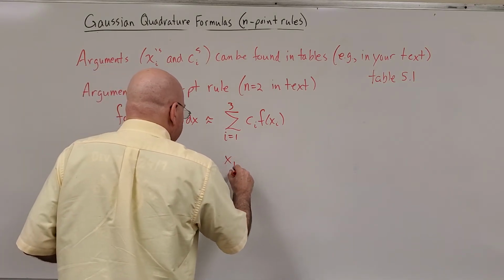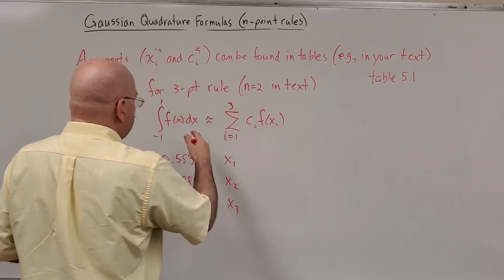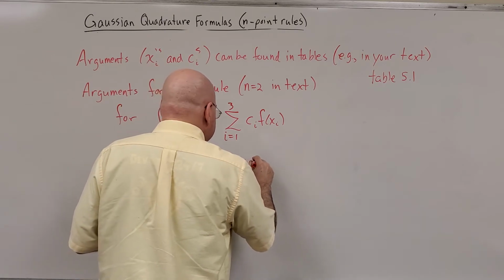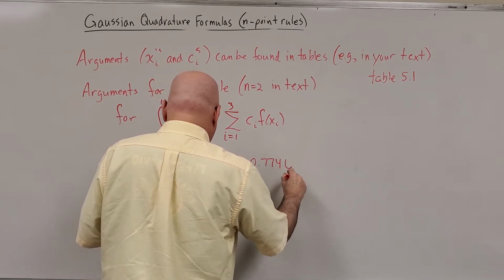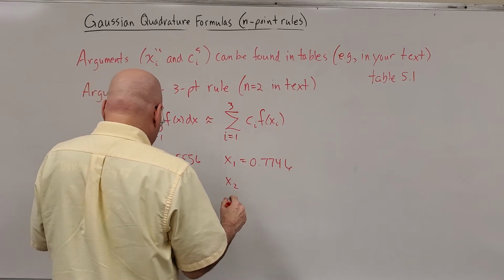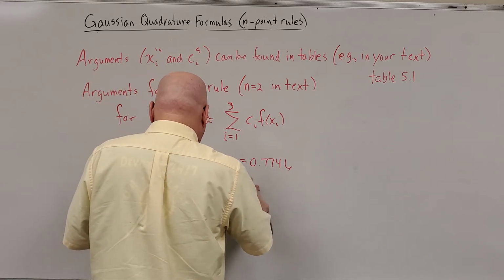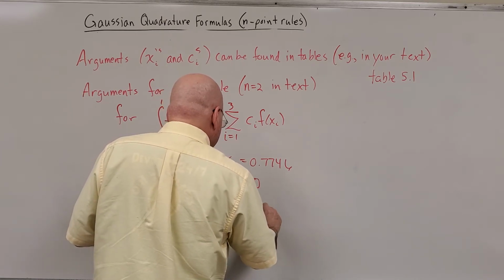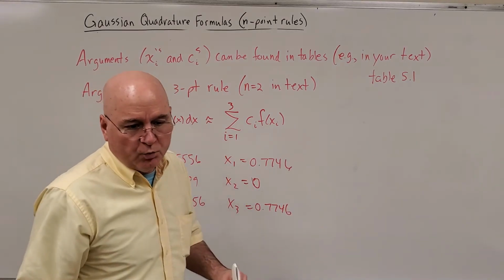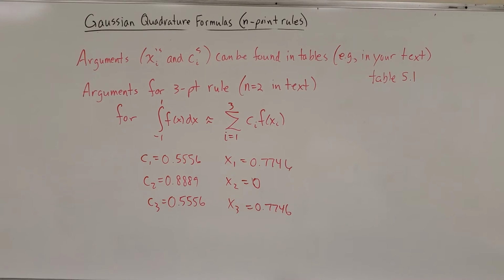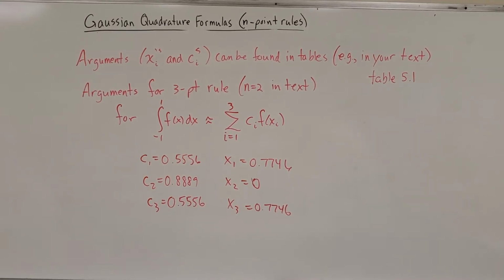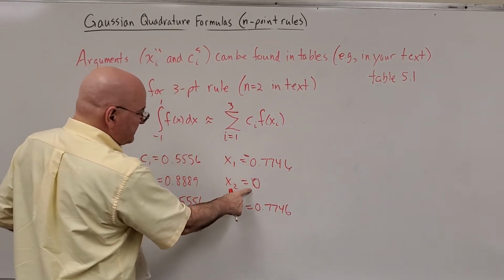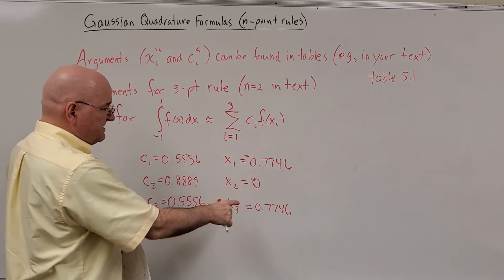And then x1, x2, and x3 are going to be numbers between -1 and 1. x1 is 0.7746. x2 is 0. And x3 is, let me check one thing real quick. x3 is, this first one is negative. Then x2 is 0, and x1 and x3 have the same absolute value.